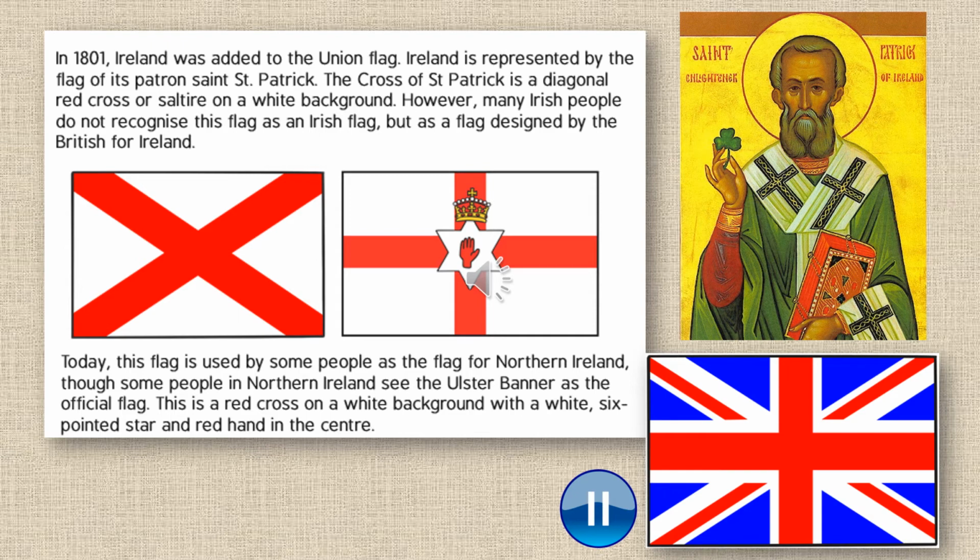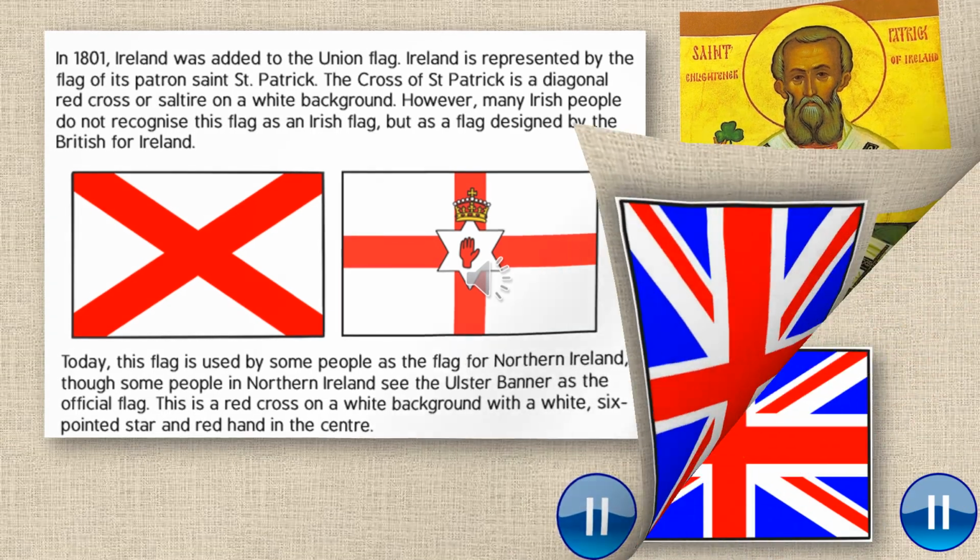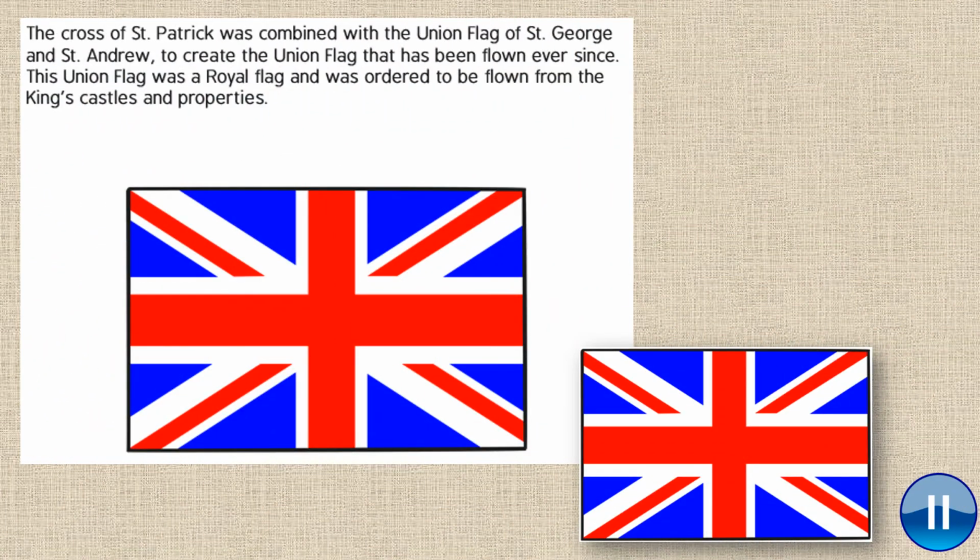This is a red cross on a white background with a white six-pointed star and a red hand in the centre. The cross of St. Patrick was combined with the Union flag of St. George and St. Andrew to create the Union flag that's been flown ever since. The Union flag was a royal flag and was ordered to be flown from the king's castles and properties.